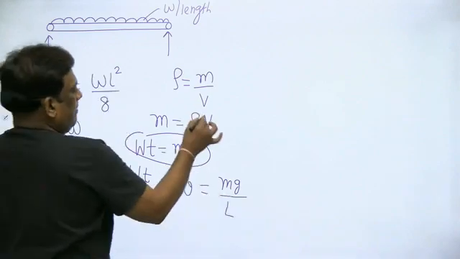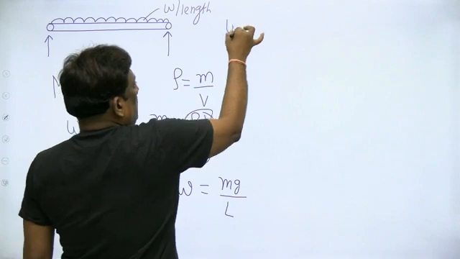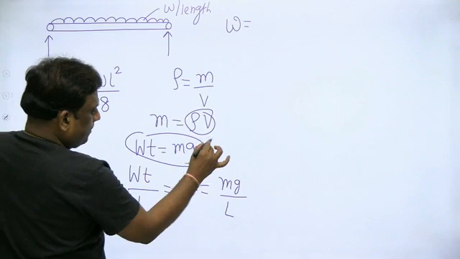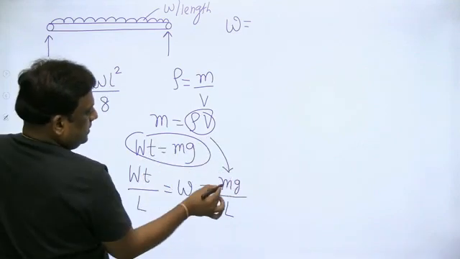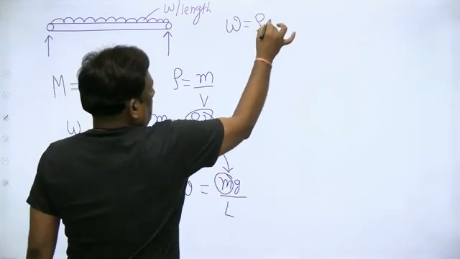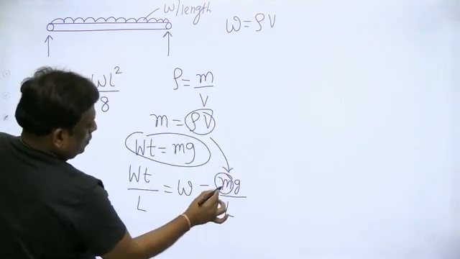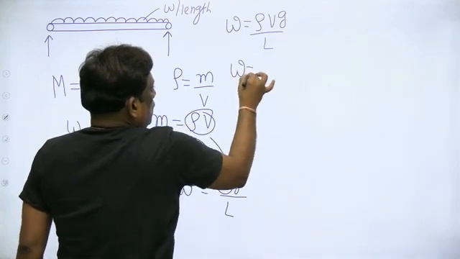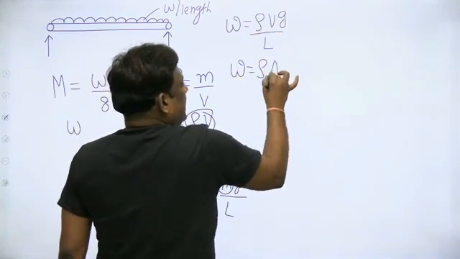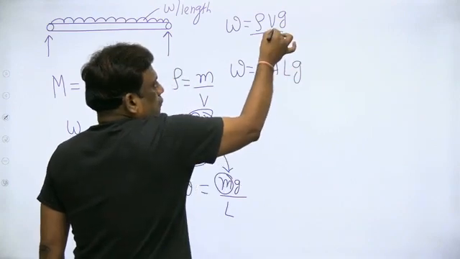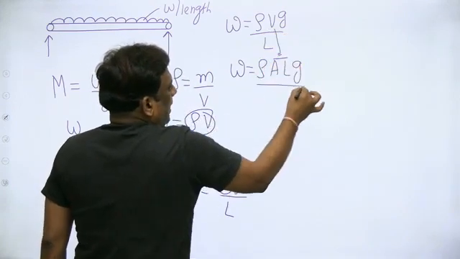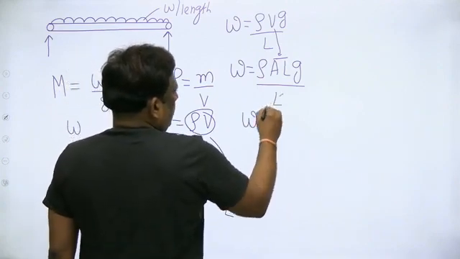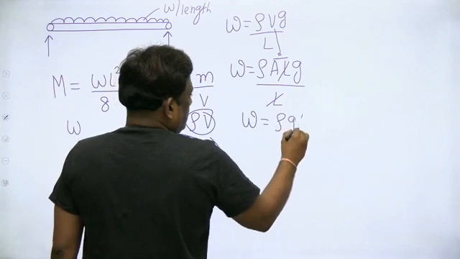But m is equal to rho v. So small w is equal to mg by L. But what is m? m is rho v. So small w is rho v into g by L. Very good. But you know that volume can be written as area into length, so volume is A L, divided by L. No problem at all. Therefore, weight per unit length is given by rho g into A.